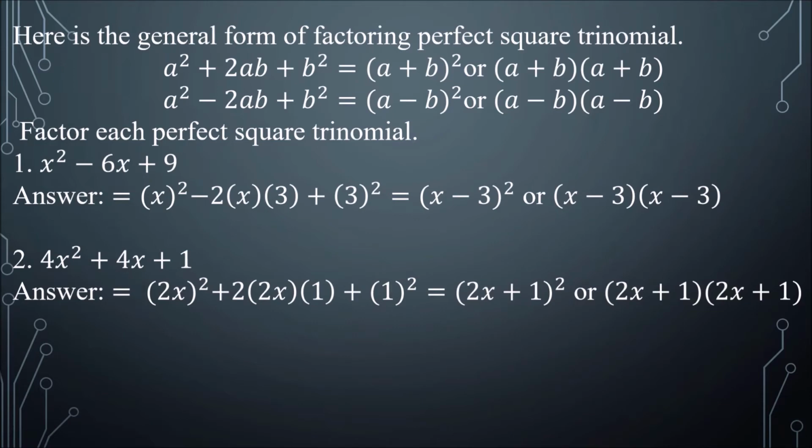Next, 4x squared plus 4x plus 1. So 4x squared is (2x) squared. 4x is 2 times 2x, because this 2x came from the first term. So that's 2 times 2x, and in order to get 4x, we need to multiply this by 1. So 2 times 2x times 1. Now this 1 will be squared also, so that's 1 squared. Simplifying, we have 2x, plus 1, the last term. So (2x plus 1) squared, or (2x plus 1) times (2x plus 1).